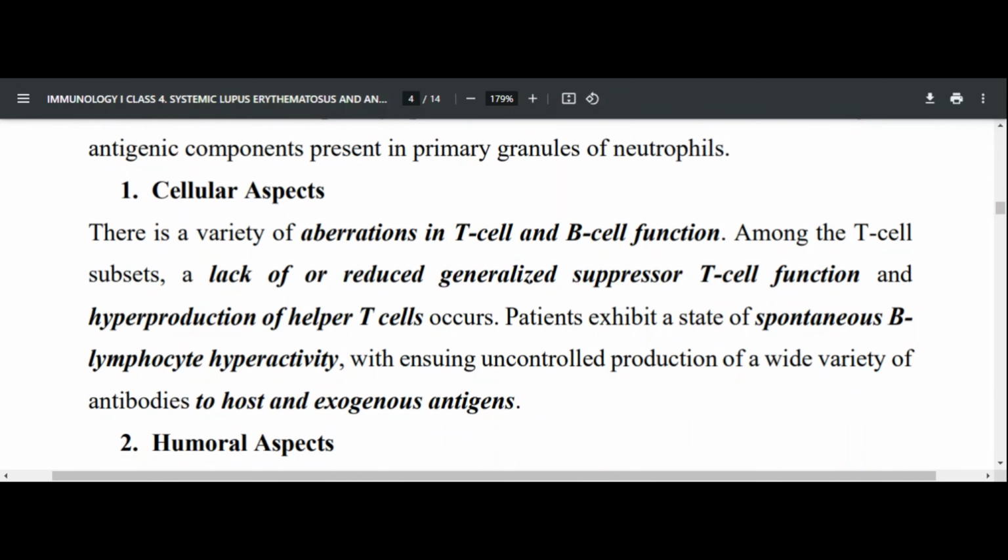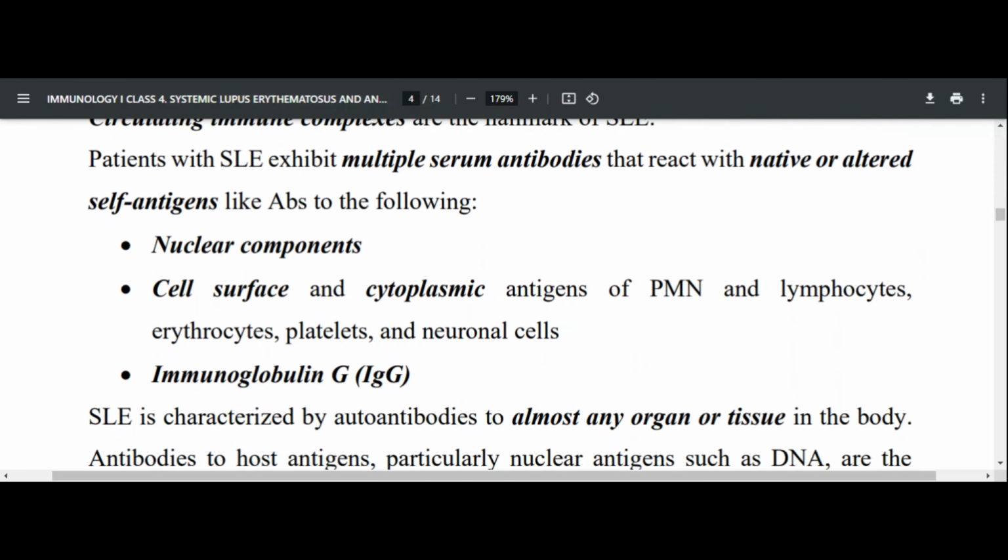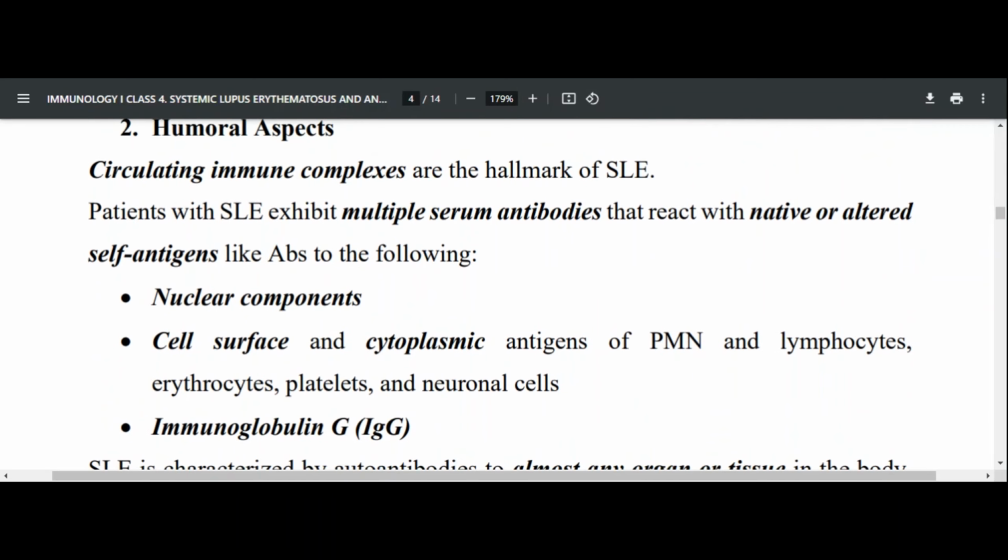But in humoral aspects, that's where we are going to talk about different antibodies. Circulating immune complex is the hallmark of systemic lupus erythematosus. That's one you have to record somewhere. Patients with systemic lupus erythematosus have multiple serum antibodies which react to native or even altered self-antigens. We are going to see the antibodies that are targeted in systemic lupus.